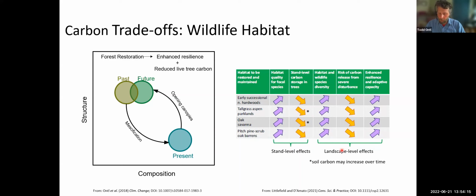And then thinking more broad scale at a landscape level, you get more wildlife species and habitat diversity, and the risk of carbon release goes down, right? This is really getting to that, these systems are more resilient. And then by enhancing that resilience, we're enhancing also the adaptive capacity of those systems as well. So I think a nice representation of what these trade-offs look like between carbon and wildlife habitat for some ecosystems.